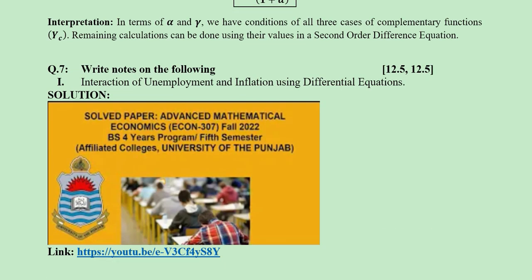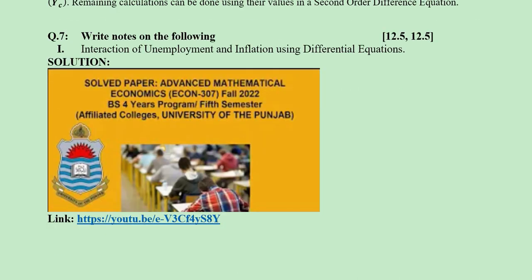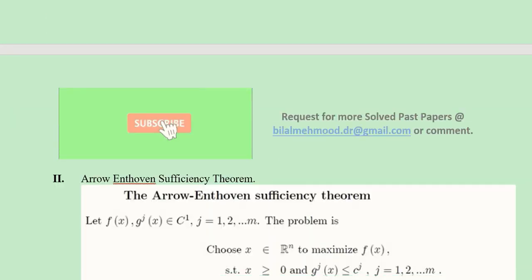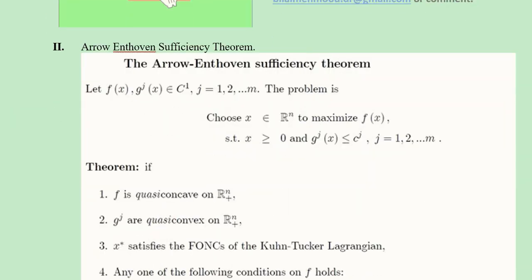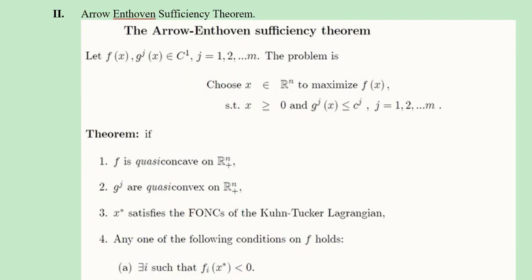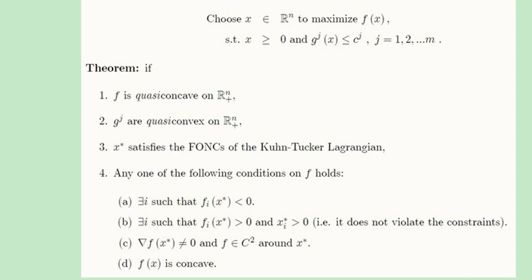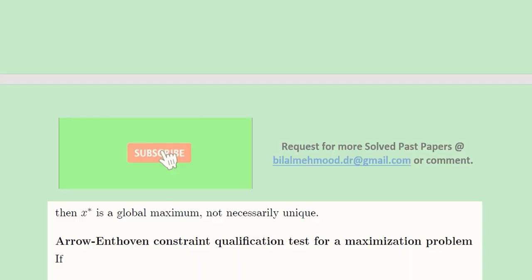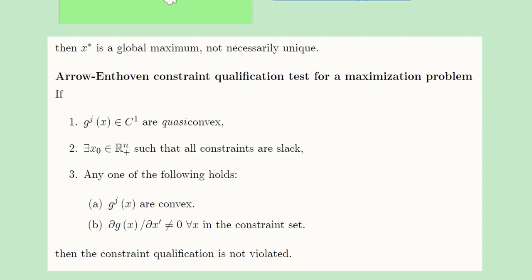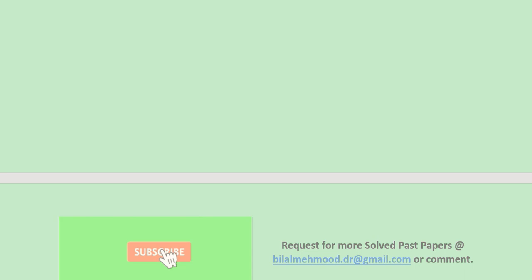Then the final question number 7, it is about the interaction of unemployment and inflation using differential equations, that is Phillips curve. It is already done in this suggested solution of this paper, so you can refer to this link in which you will find the answer of this question. And the B part of it is another non-numerical part, symbolic, theoretical sort of material. So the note has to be written on Arrow-Enthoven sufficiency theorem. So this is a given account of the theorem, which is more of a proof. So you can pause the video and you can note this. So this is how the whole question paper is solved.